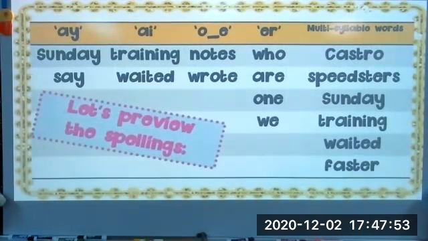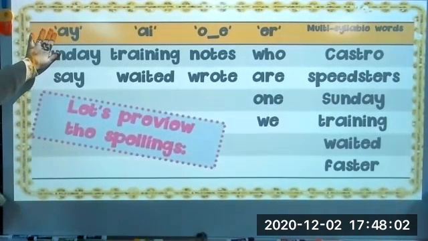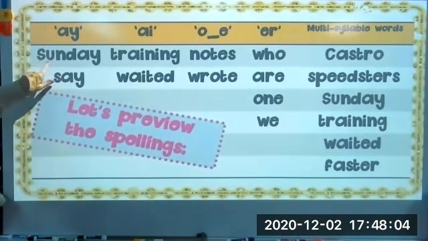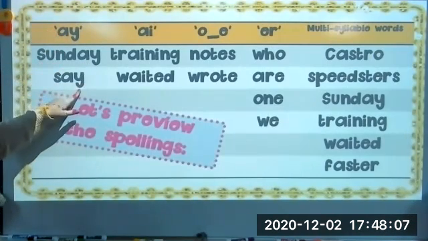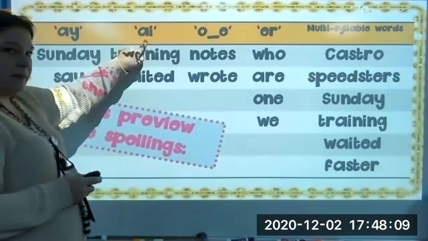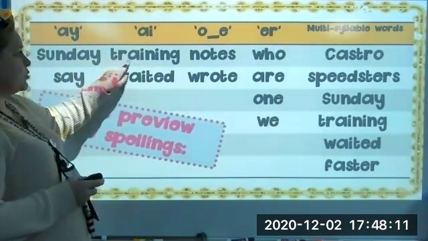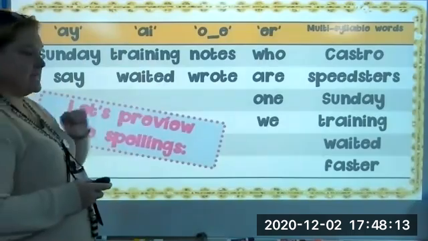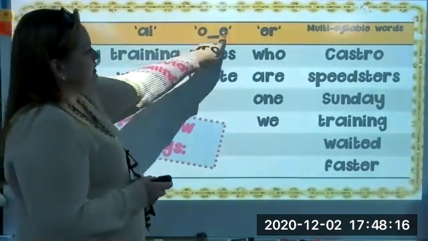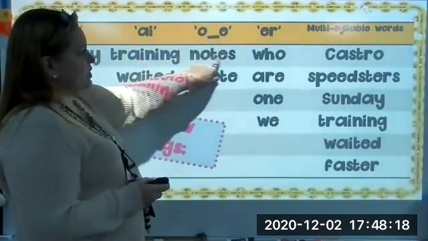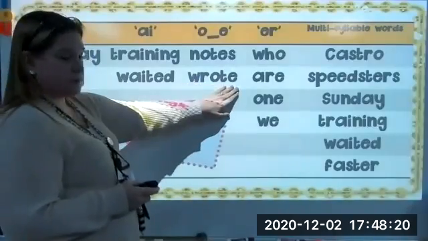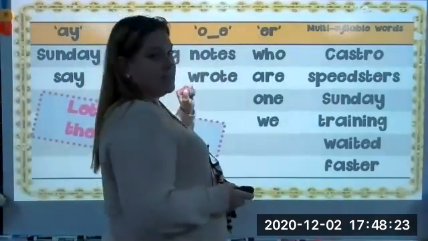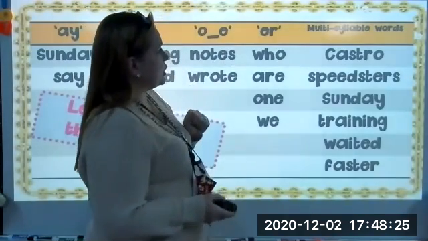Before we read, let's look over our spelling and our vocabulary. So we are still reviewing the A sound in our stories. So we have the AY spelling that says A in Sunday and say. We have the AI spelling that says A in training and waited. We have O consonant E in the words notes and wrote. And then we have ER in the word.